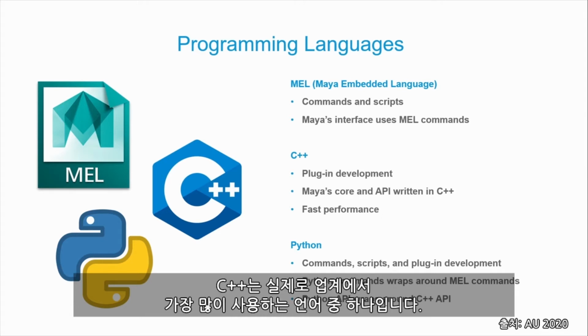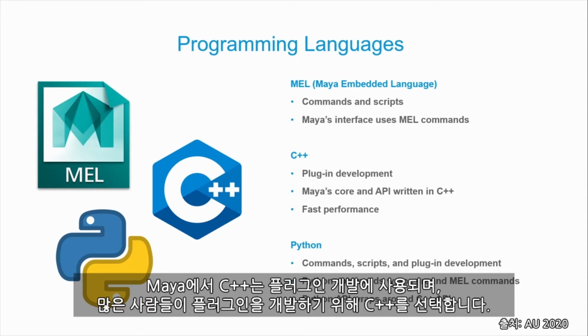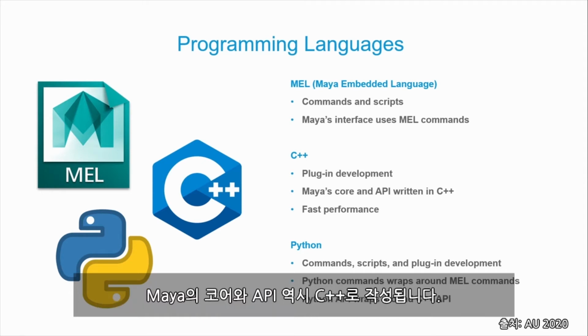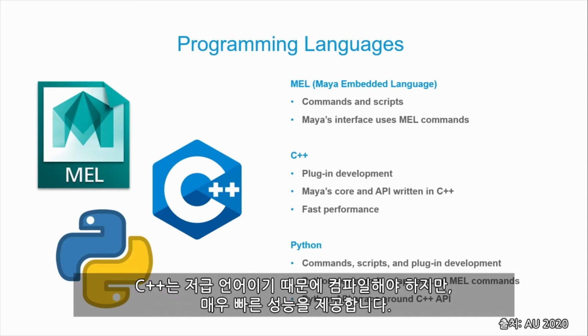C++ is actually a pretty popular language in the industry. In Maya, it's used for plugin development, and many people will actually choose to use C++ to develop their plugins. Maya's core and API is actually written in C++ as well. And since C++ is a lower level language, it needs to be compiled, but it gives really fast performance.